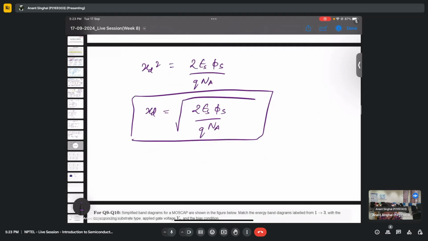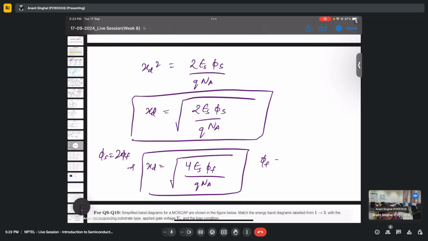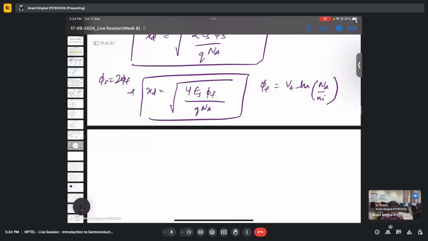So this is the depletion width, and if I want to calculate the maximum depletion width, we'll take this psi s as 2 phi f. It will be 4 epsilon s times the Fermi potential by qna, and the Fermi potential we know is nothing but Vt ln na by ni. Is there any doubt in this? This is simple, I guess. Any doubts?